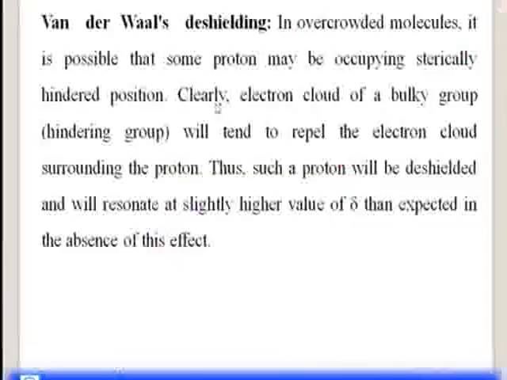In an overcrowded molecule, that is in bulky groups, it is possible that some protons may be occupying a sterically hindered position. Clearly, the electron cloud of a bulky group, or we can say hindered group, will tend to repel the electron cloud surrounding the proton. Thus, such a proton will be de-shielded and will resonate slightly at a higher value of delta than expected in the absence of this van der Waals de-shielding, or we can say in a less crowded molecule.